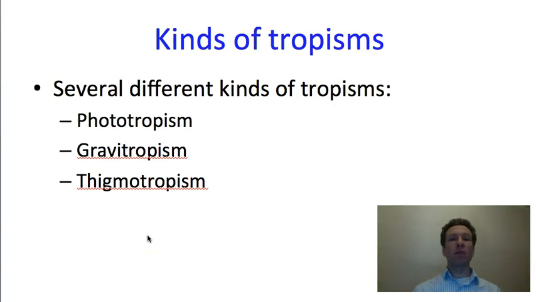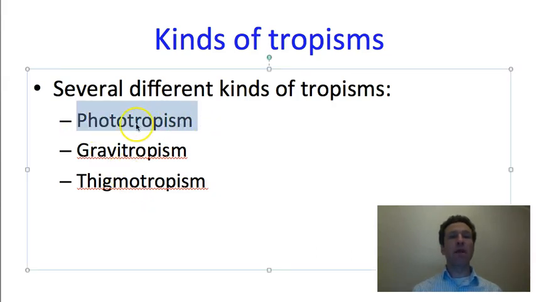There are multiple kinds of tropisms. We will focus on the three most common. There are phototropisms. This is going to be responses to light. Gravitropisms, which not surprisingly are responses to gravity. And thigmotropism, which is responses to thigmos. No, that was a joke. It's responses to touch.